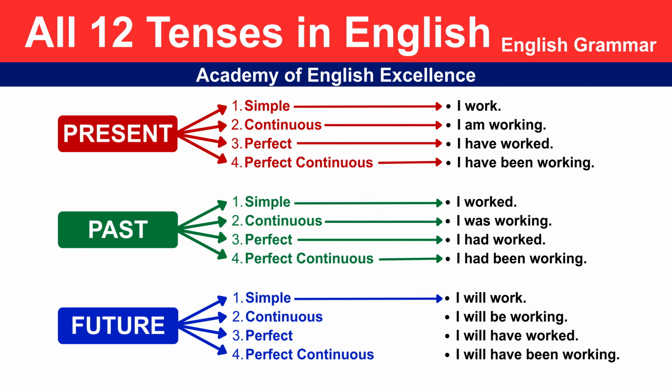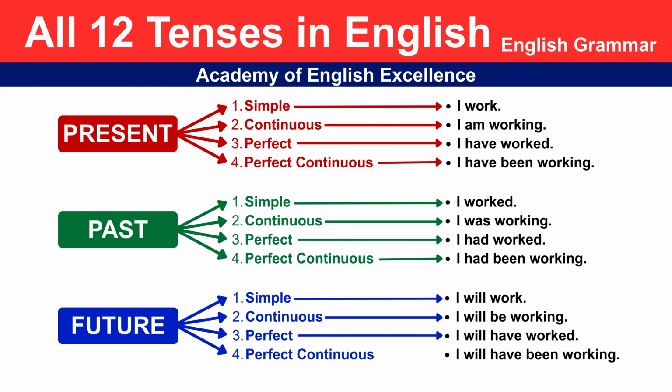The simple future describes actions that will happen later. For example, I will work, or I will work tomorrow. The future continuous describes actions that will be in progress at a specific time in the future. For example, I will be working, or I will be working at 5 p.m.